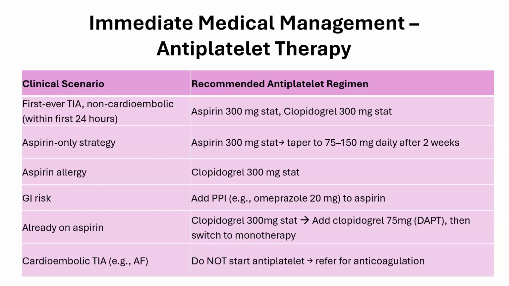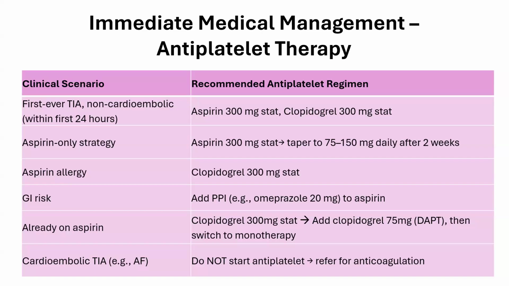Then, say a patient is intolerant of clopidogrel or has past allergy to clopidogrel, then of course we adopt an aspirin only strategy, where we give aspirin 300 milligram stat at that time. And then after 2 weeks, we start the patient on 75 or 150 milligrams daily. Then if a patient has aspirin allergy, then we only give clopidogrel 300 milligram stat. And it is also important to note that when giving aspirin, it's important to pair it up with a PPI because of gastrointestinal irritation.